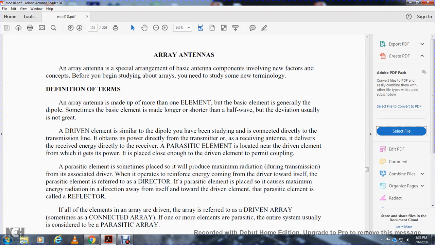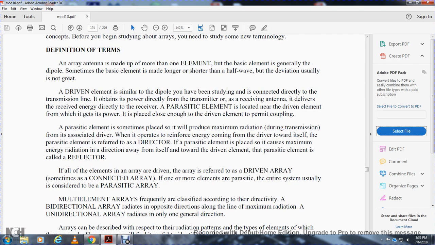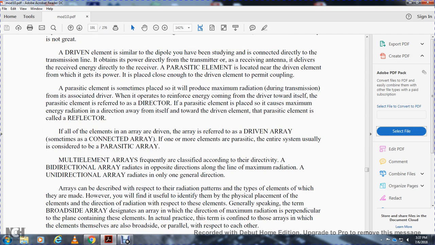In that case the parasitic element is referred to as a director. A parasitic element placed to cause the maximum energy radiation in the direction away from itself, toward the driven element, is called the reflector. If all the elements of the array are driven, the array is referred to as a driven array. If one or more elements are parasitic, the entire system is usually referred to as a parasitic array.